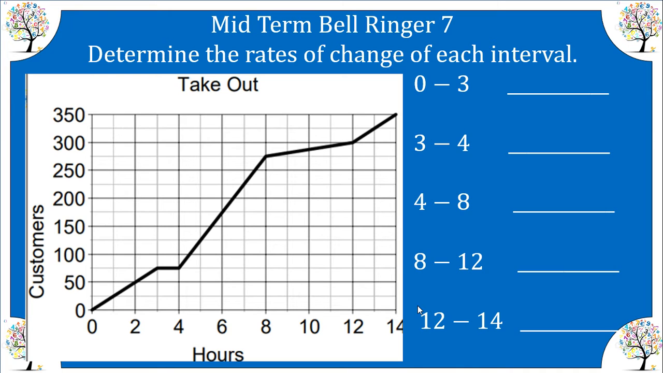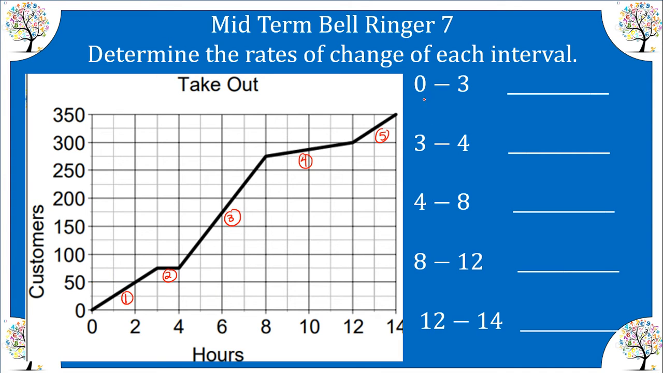So we're looking at maybe a fast food restaurant and how many customers they have for takeout across the different intervals of hours. So we can see that we have 1, 2, 3, 4, 5 different rates of change, 5 different intervals. So we're going to find which interval of hours there were more customers. We remember a constant rate of change is the rise over the run. So this is going to be the customers divided by the hours.